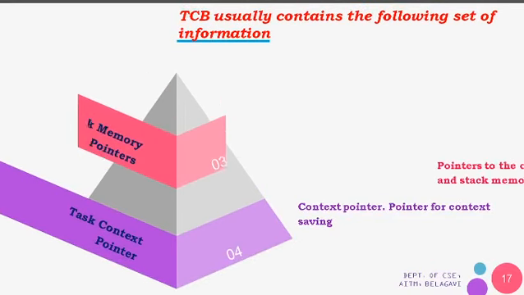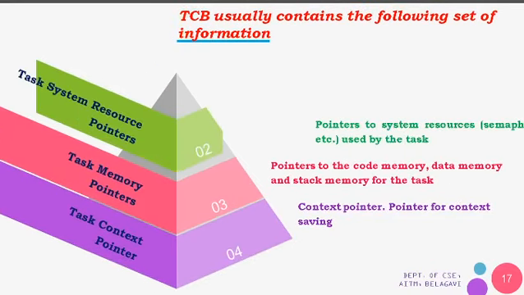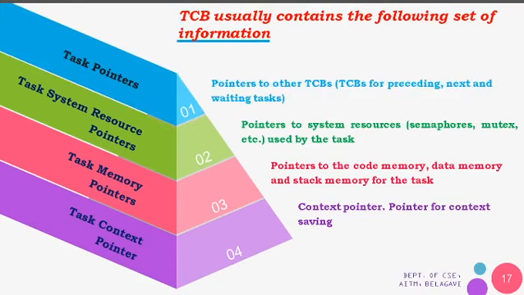The task context pointer is used for context saving. The task memory pointers point to the code memory, data memory, and stack memory for the task. The task system resources pointers point to the system resources like semaphores and mutexes used by the task. The task pointers point to the other TCBs for preceding, next, and waiting tasks.